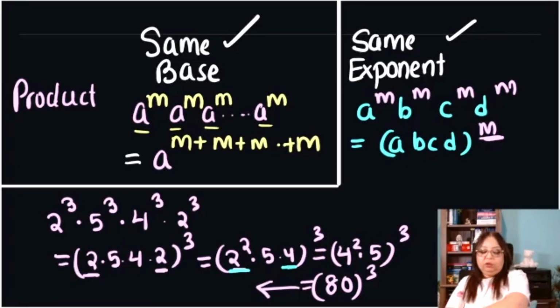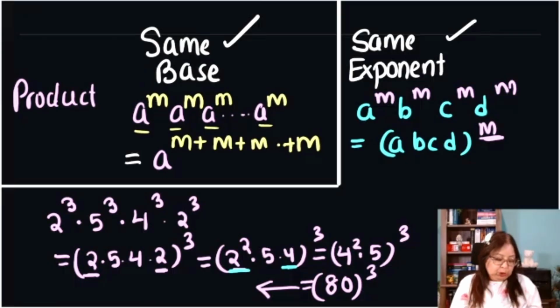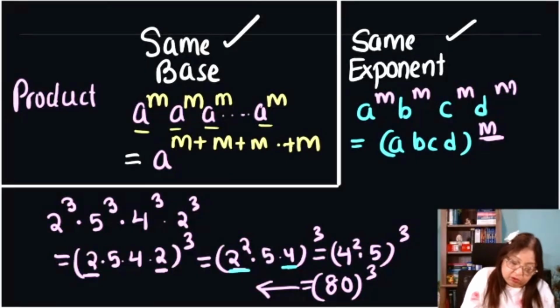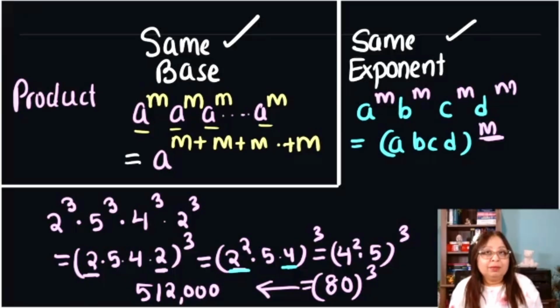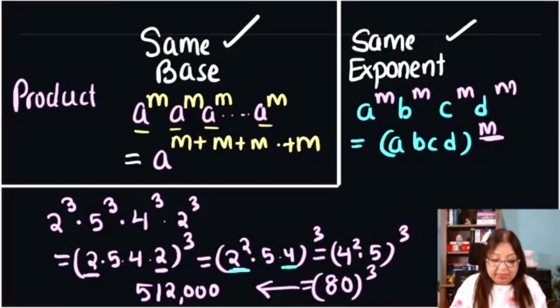80 cubed, what's that going to give you? Do you really want to find out? Sure, why not? 80 cubed is 512,000. Are you surprised that 80 is such a small number? I mean, relatively speaking, and its cube is giving you like 500,000.